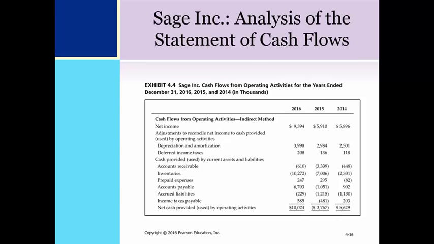In 2016, Sage was able to generate positive CFO despite the increasing account receivable and inventories, because the firm nearly doubled profits, increased depreciation, a non-cash expense, and borrowed from suppliers, as evidenced by the positive adjustment for accounts payable.